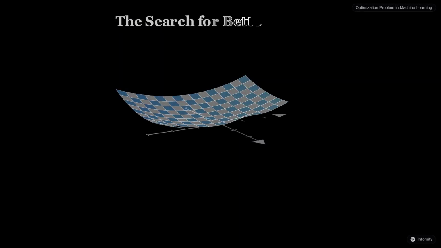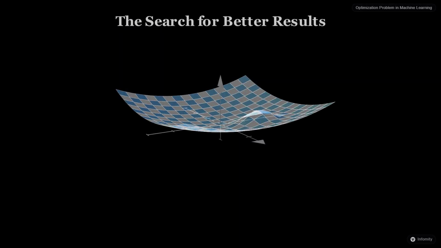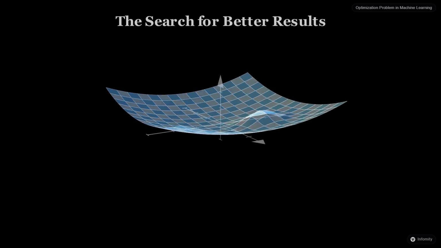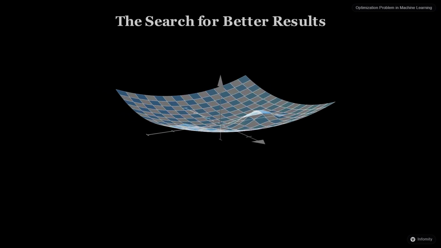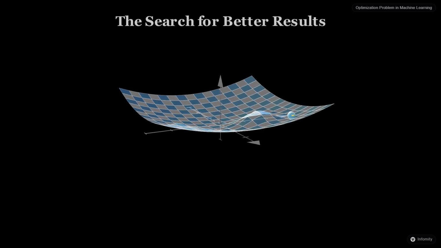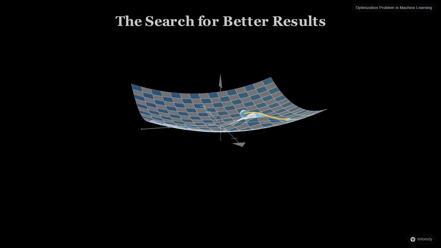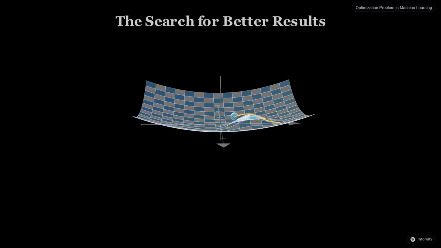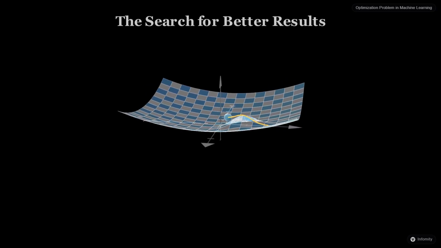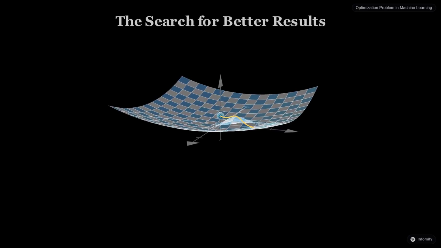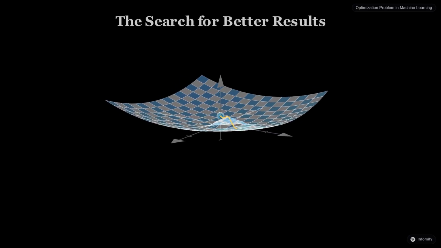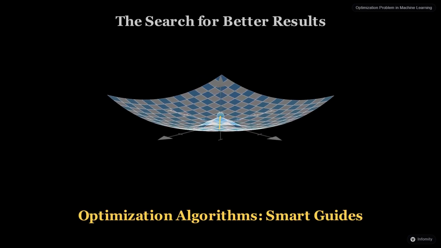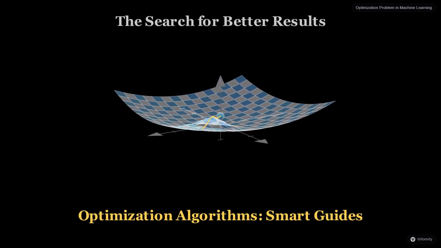So, how do we overcome these challenges of high-dimensional spaces, complex landscapes, and the risk of getting stuck in local minima? This is where optimization algorithms come into play. These are sophisticated computational strategies designed to intelligently guide our parameter adjustments. They don't just blindly follow the steepest path. Instead, they incorporate various techniques to explore the landscape more effectively, avoid shallow traps, and increase the likelihood of finding a truly optimal or near-optimal solution. These algorithms are the backbone of how machine learning models learn to perform complex tasks.